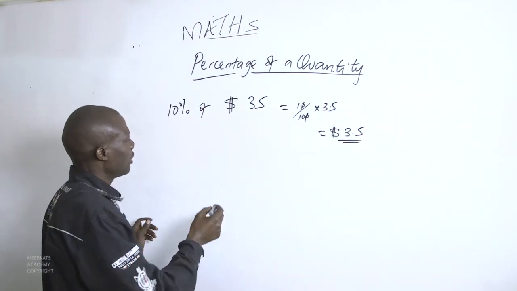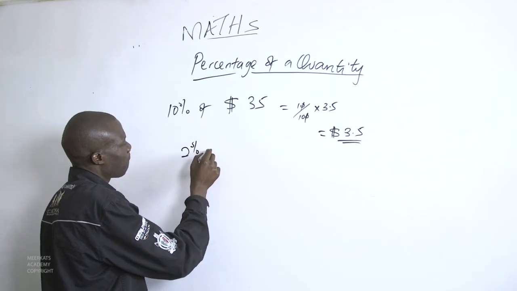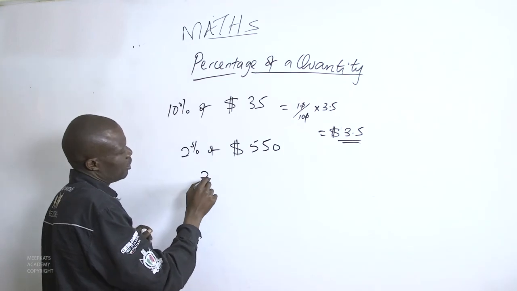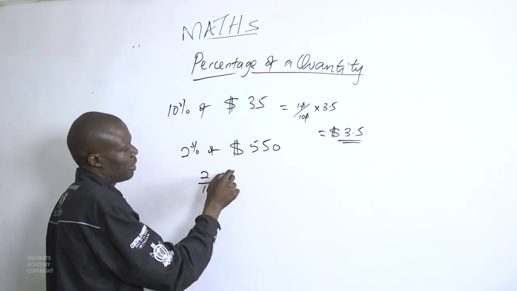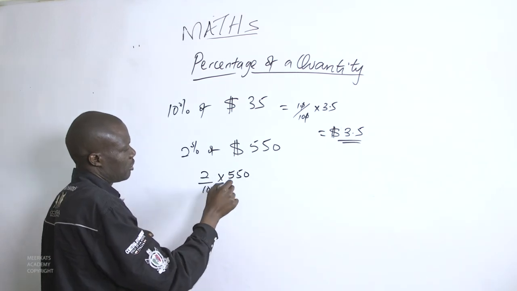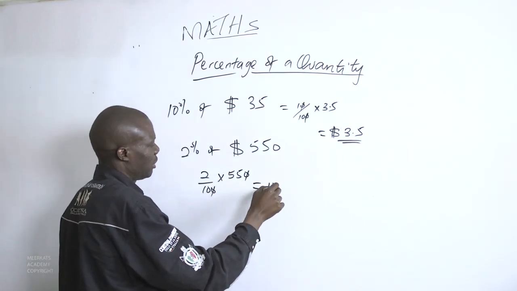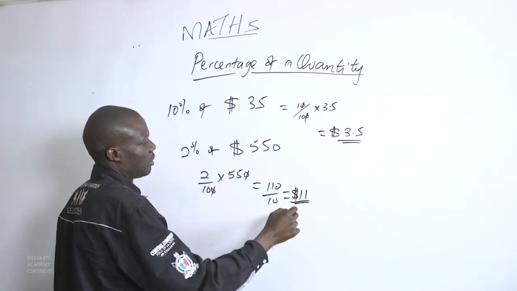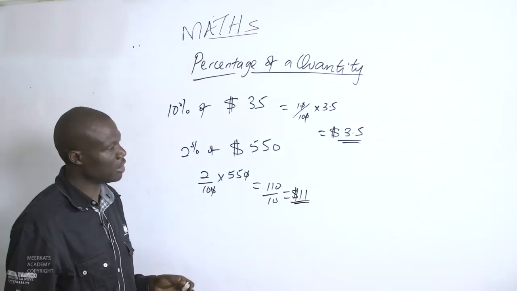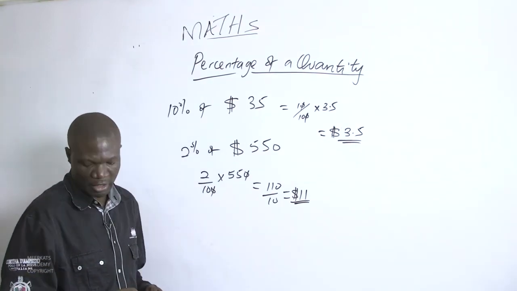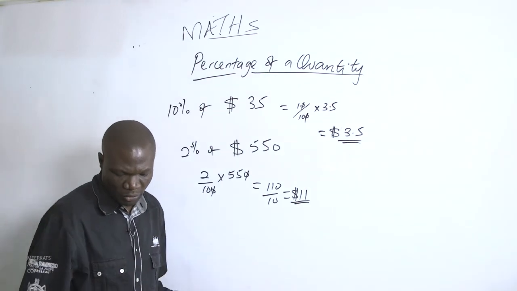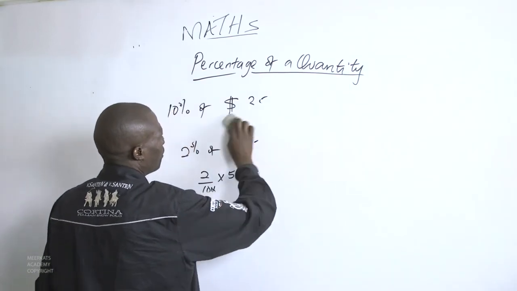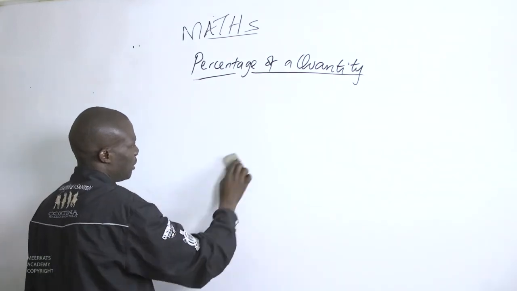We have others. You can also try to find 2% of $550. This is the same as 2 over 100 multiplied by 550. This will give us 110 over 10, which equals $11. So percentage of quantities can be expressed in this manner. To find the percentage of a number, we need to look at the following principles.